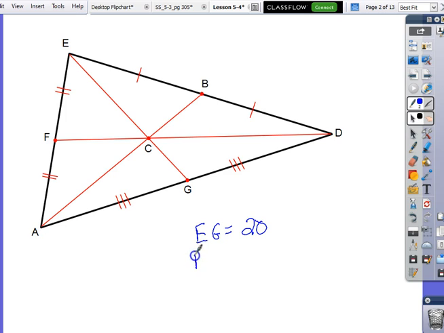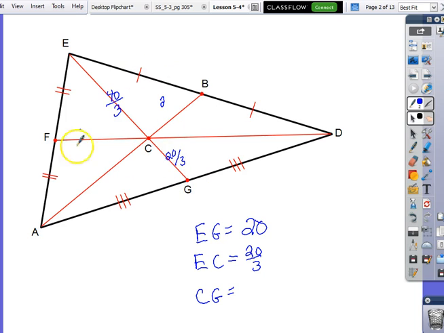Find EC and CG. All right, hopefully you realize that EG was the length of the whole thing, and so CG is 1/3 of EG. So CG is 20/3. If I double 20/3, that's doubling the top number, 40/3. 40/3 plus 20/3 adds together to be 60/3, which is the same thing as 20.